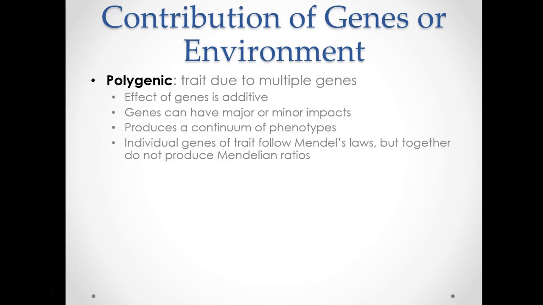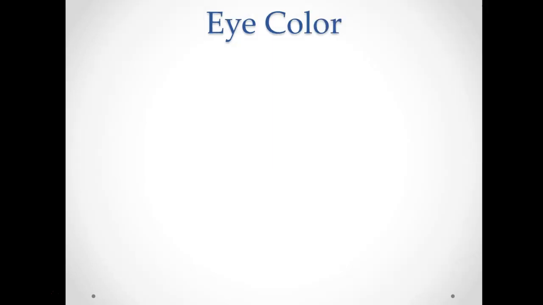And even though the individual genes of a trait follow Mendel's laws, if you put them all together, you don't produce those Mendelian ratios. I talked a little bit about ratios at the very end of that first lecture, but what's important to know is that if we cross 2 heterozygotes, then 75% of the offspring will have the dominant phenotype. It doesn't work the same way with these types of traits.